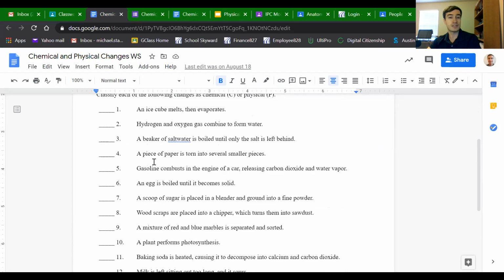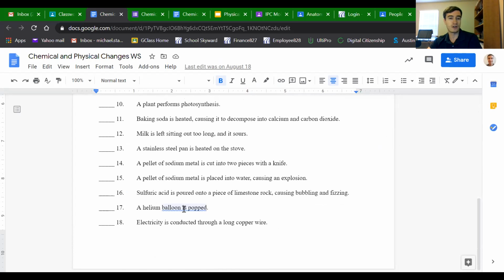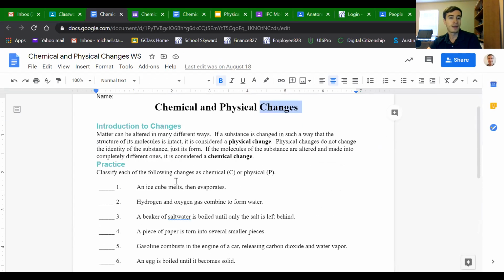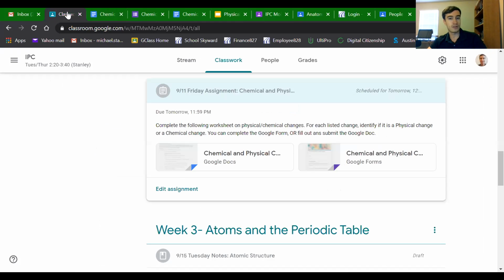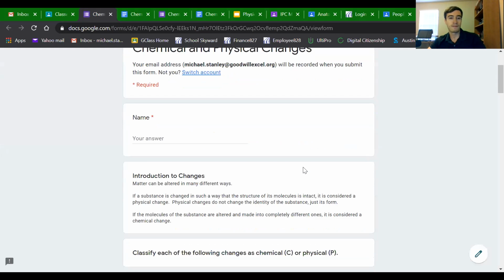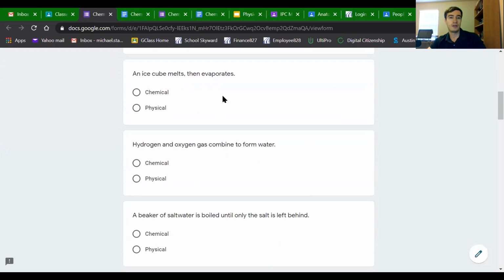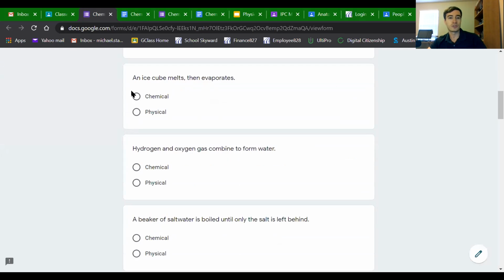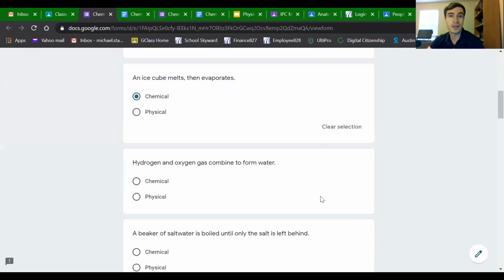So it's basically the same setup. We have, in this case, a series of 18 descriptions. And for each one, you're gonna, again, write if it is a physical change that is being described, or if it is a chemical change that is being described. And then just like with the Google Form for the properties, the changes is set up in the same way, where for each change, you'll just mark down whether or not you think that is describing a chemical change or a physical change.